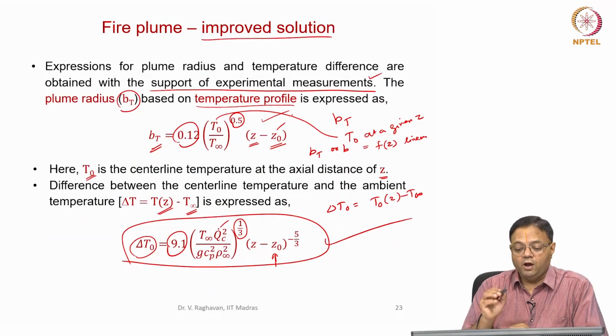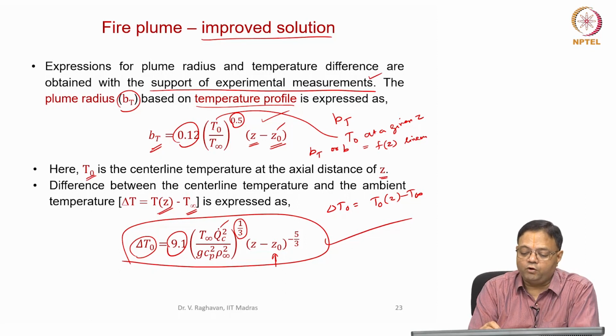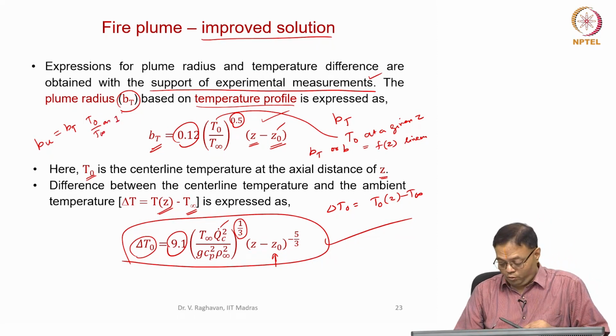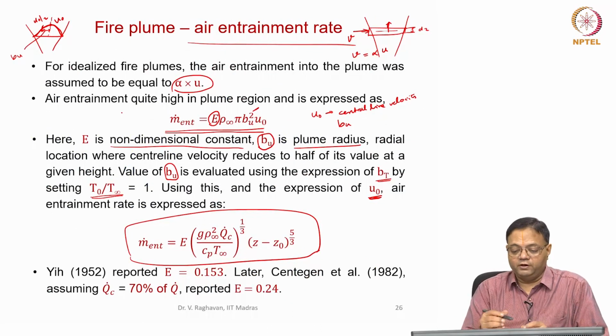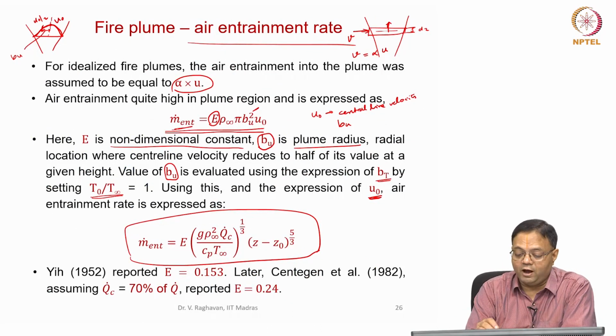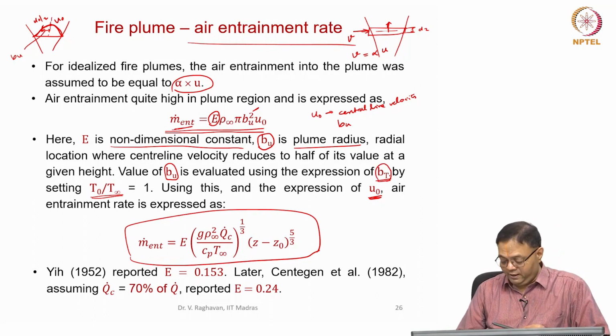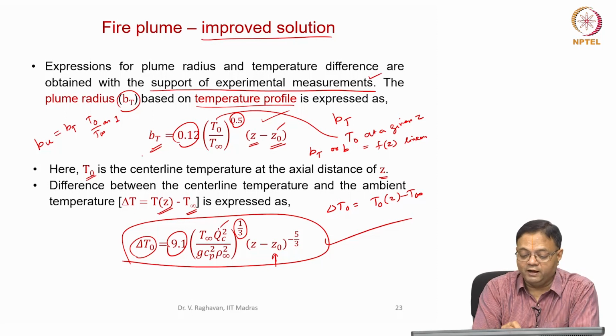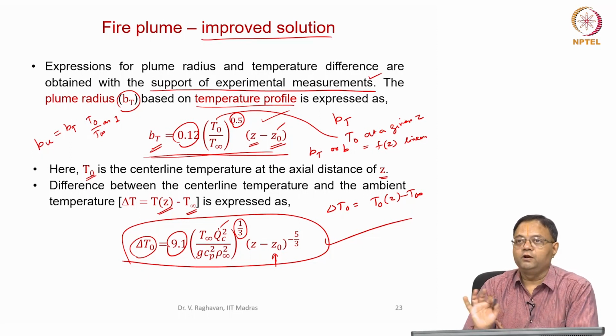This is the expression of bt, but just set the value of t naught by t infinity as 1. So what I am saying here is bu will be equal to bt calculated by taking t naught by t infinity as 1. That's it. So that you use. In this mass entrainment, you have a bu term. The bu term is calculated from the bt term. bt is calculated using this expression for the improved plume solution, which is there here. From here, t naught by t infinity set as 1.